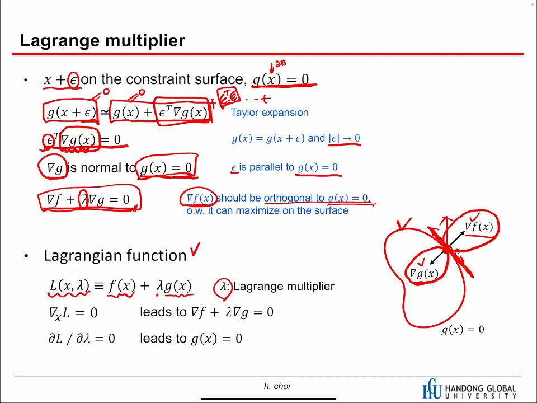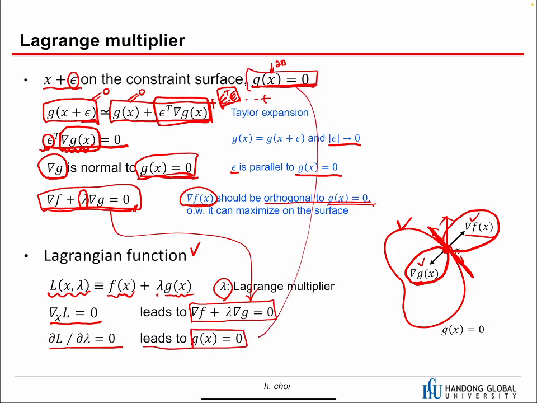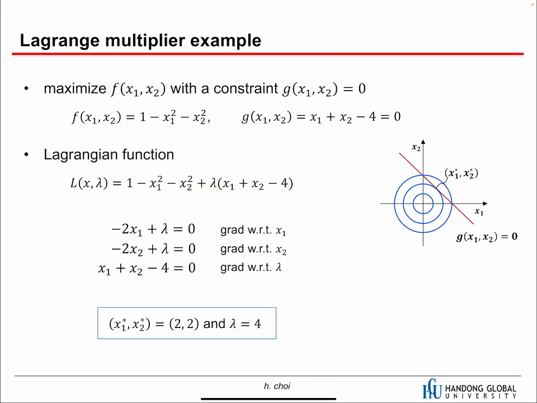Then when we take a derivative of this Lagrange function with respect to x, it should be 0. Then it leads to this term. This one is coming from this. And when we take a derivative of this Lagrange function with respect to lambda, it leads to the constraint surface. This one is coming from this. So we just defined the Lagrange multiplier with the Lagrange function in the previous slide.